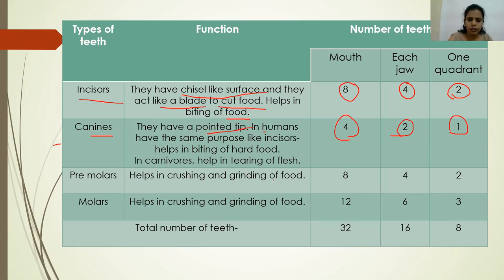Premolars and molars both help in crushing and grinding of the food. In the mouth there are a total of 8 premolars. In one jaw there are 4 premolars, and in one quadrant we have 2 premolars. But in our mouth there are 12 molars, 6 molars in each jaw and 3 molars in each quadrant. So this is the number of teeth. Altogether in our mouth we have 32 teeth. In the next video we will discuss the structure of the human tooth. Thank you.